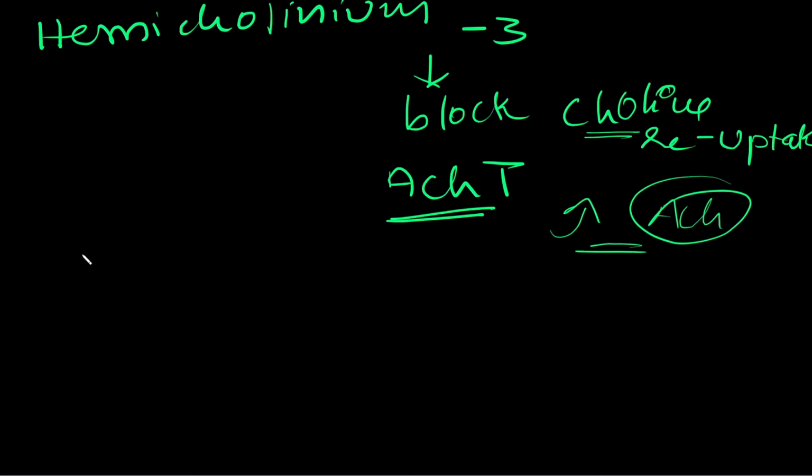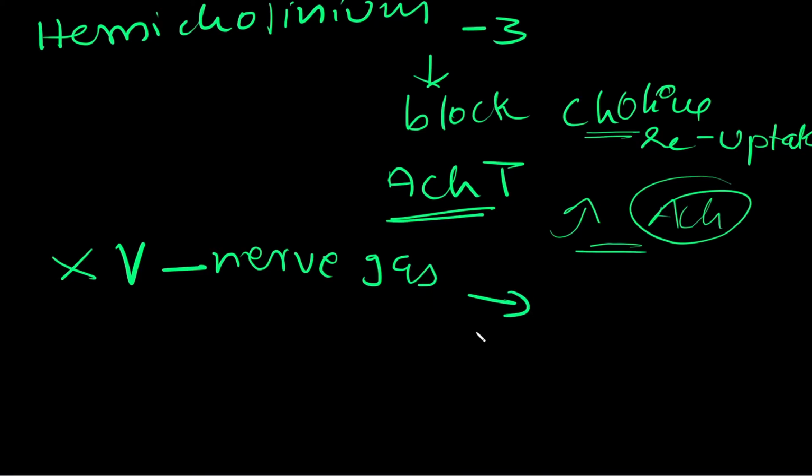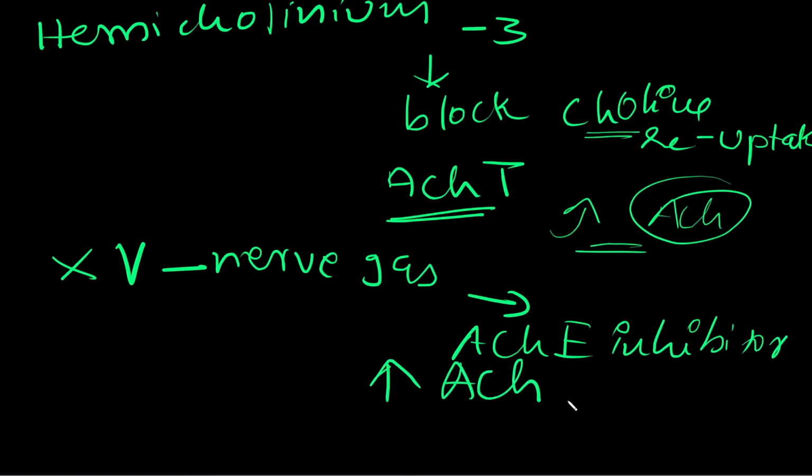Then the next common chemical or well-known toxin is VX nerve gas. This is an acetylcholinesterase inhibitor, which increases acetylcholine between neuron and muscle.